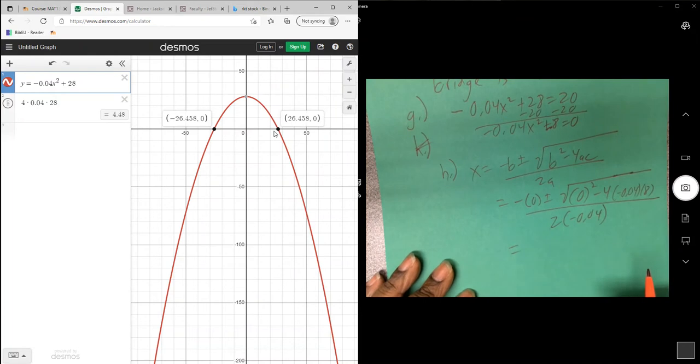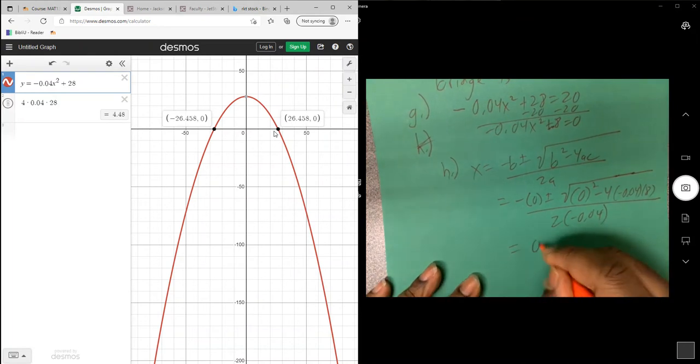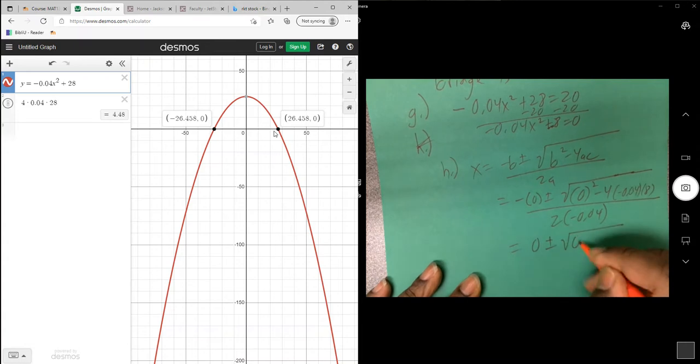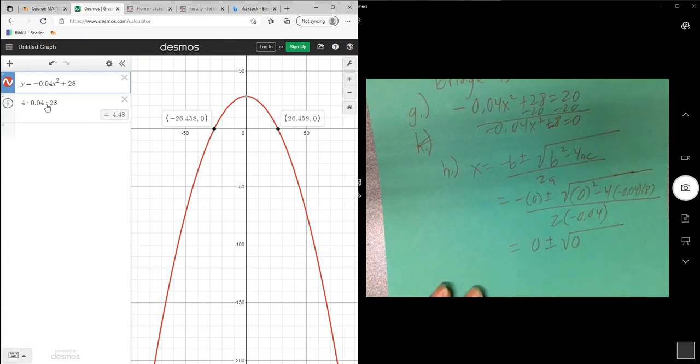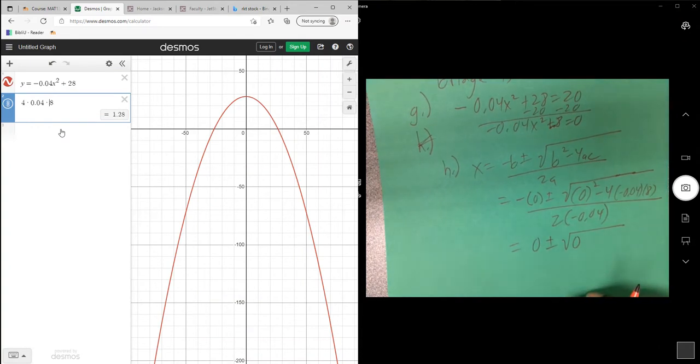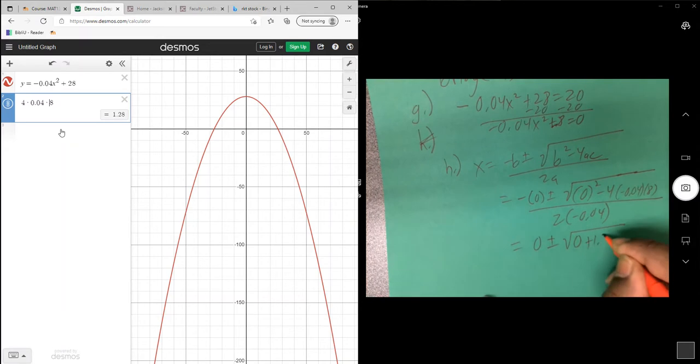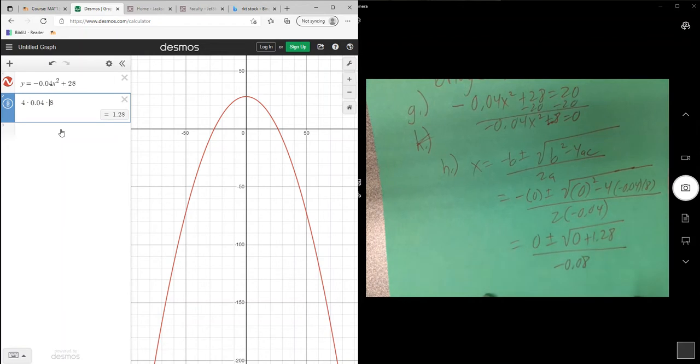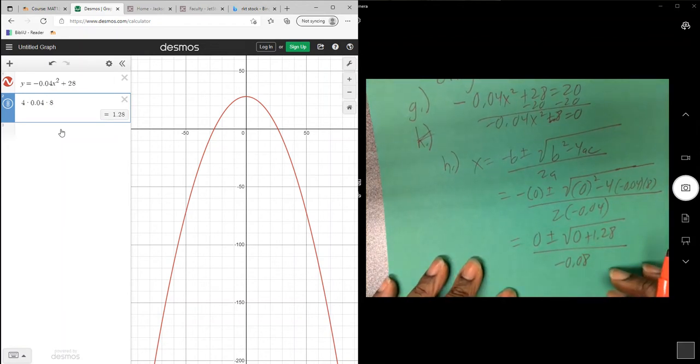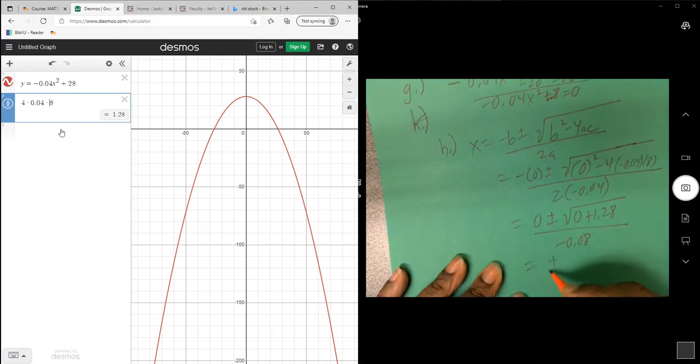So when we put this in a calculator, we have 0 plus or minus the square root of 0. So we'll multiply this out here. Basically, this is the same thing, 1.28 all over negative 0.08. Now, when we put this in our calculator, it will give us plus or minus 14.14 feet.